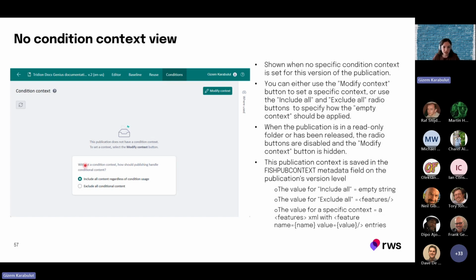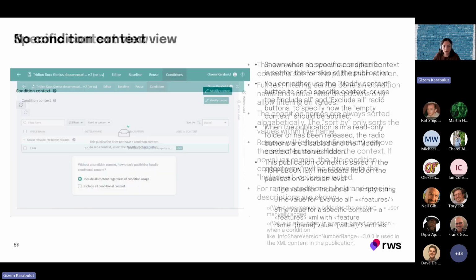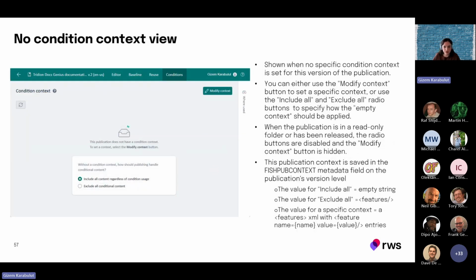From this view, the user can change the default to exclude all, or they can add a context to the publication by clicking the modify context button. This is the view when there is a publication condition context. It means that this publication is for Genius releases or the release tool, so it is set as a context. From that view, the user can update it or delete it. If it's deleted and there is no condition, then the view goes back to the default state, the include all option.